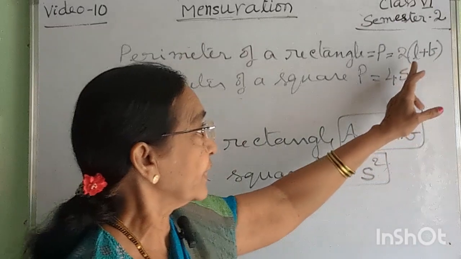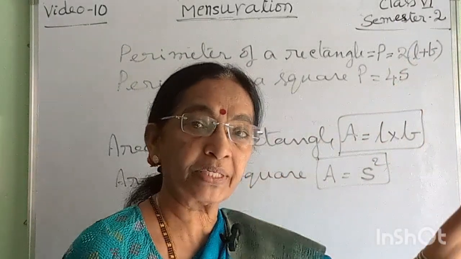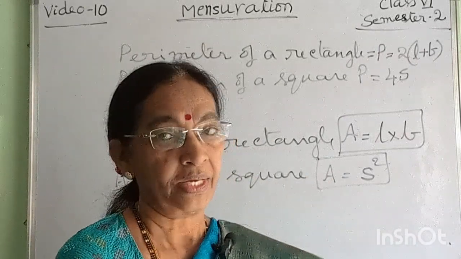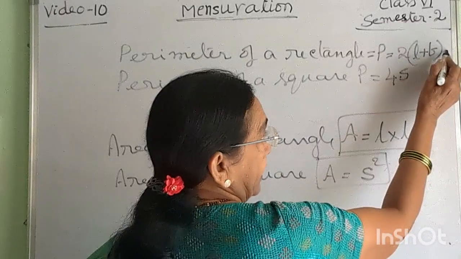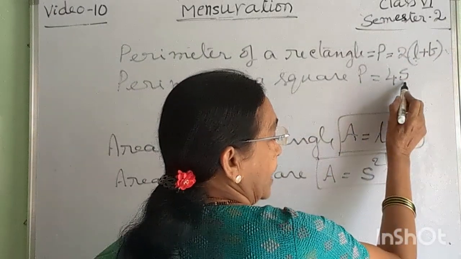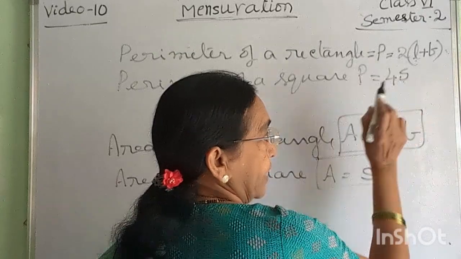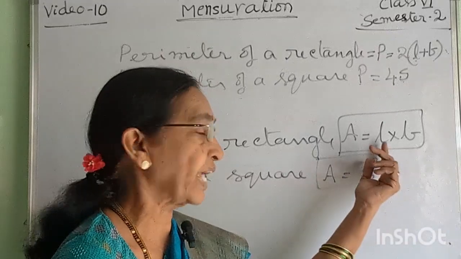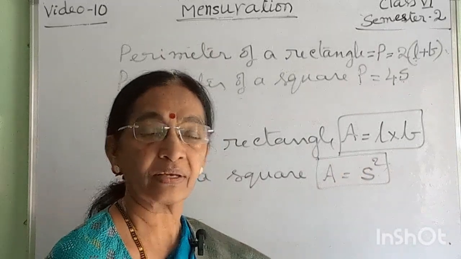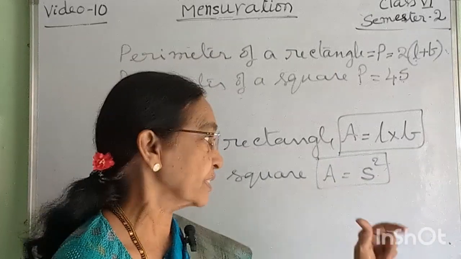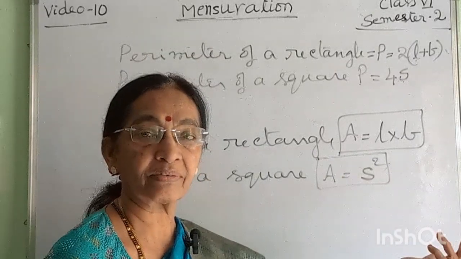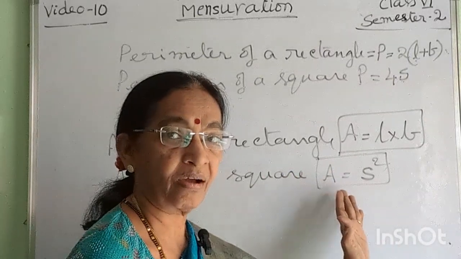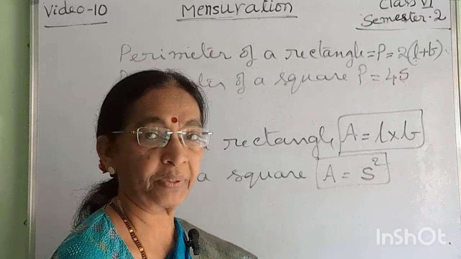So here, if L and B are in centimeters, perimeter is also in centimeters, because perimeter is the total length around the shape. Therefore, it will be in the same units as that of L and B. Here also, P is in the same units as that of S. But here, the area will be in different units. If L and B are in centimeters, area will be in square centimeters. If S is in centimeters, the area will be in square centimeters. So the units of area are different from the length, breadth, perimeter, etc.